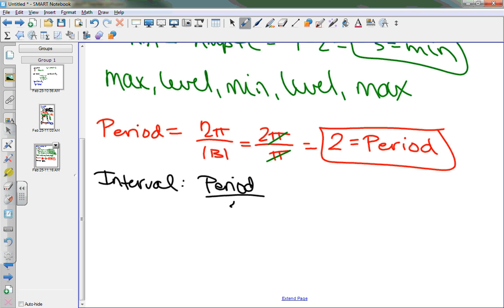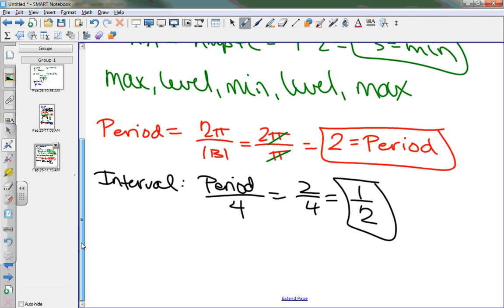4 divided by period. Period divided by 4. So what was my period? 2. 2 over 4 reduces down to 1/2. Okay, well, how in the world is this helpful? Because where do I always start at? 0. I start at 0.